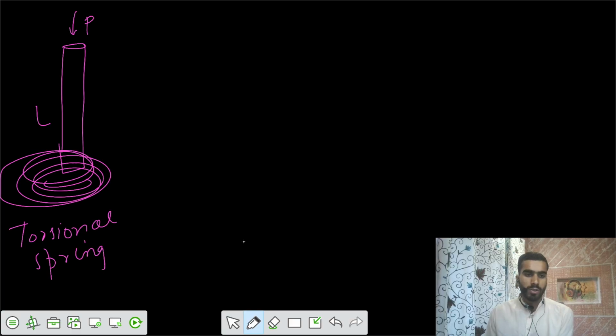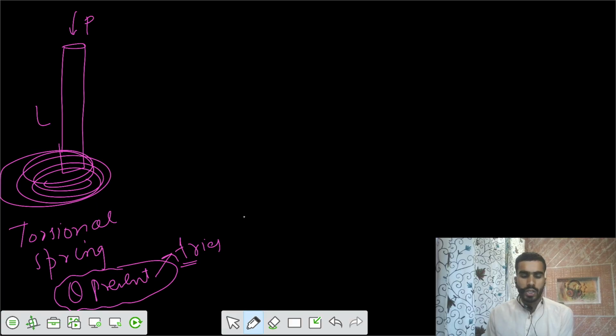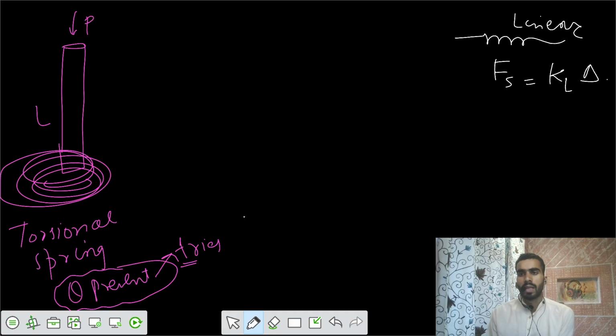So this would prevent theta. That means this would try to prevent theta. So I would say initially this was your linear spring, and this one is your torsional spring. For the linear spring, we say the force developed in the spring is equal to K linear into some delta, the linear displacement.